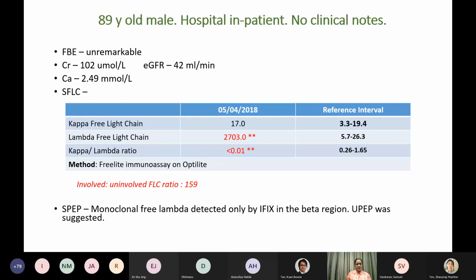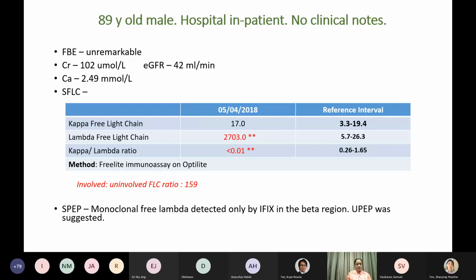This was the free light chain result. We had a very high lambda free light chain concentration with normal kappa, which gave us a kappa lambda ratio of less than 0.01. If you calculate the involved to uninvolved free light chain ratio for this person, that would be lambda concentration divided by kappa. That would be 159. So it's above the myeloma defining malignancy criteria according to the guideline.